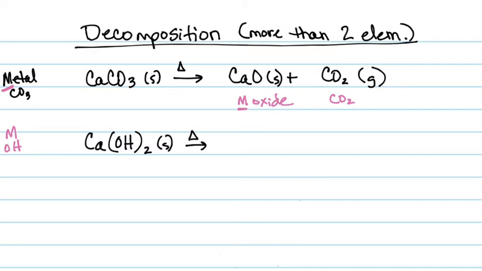This time, what is produced, and I'll write it before I actually write what it is, a metal hydroxide will break down into a metal oxide and water. A metal oxide and water. So in this one, that would be calcium oxide. Well, calcium's a 2+, oxide's a 2-. So calcium oxide and water.